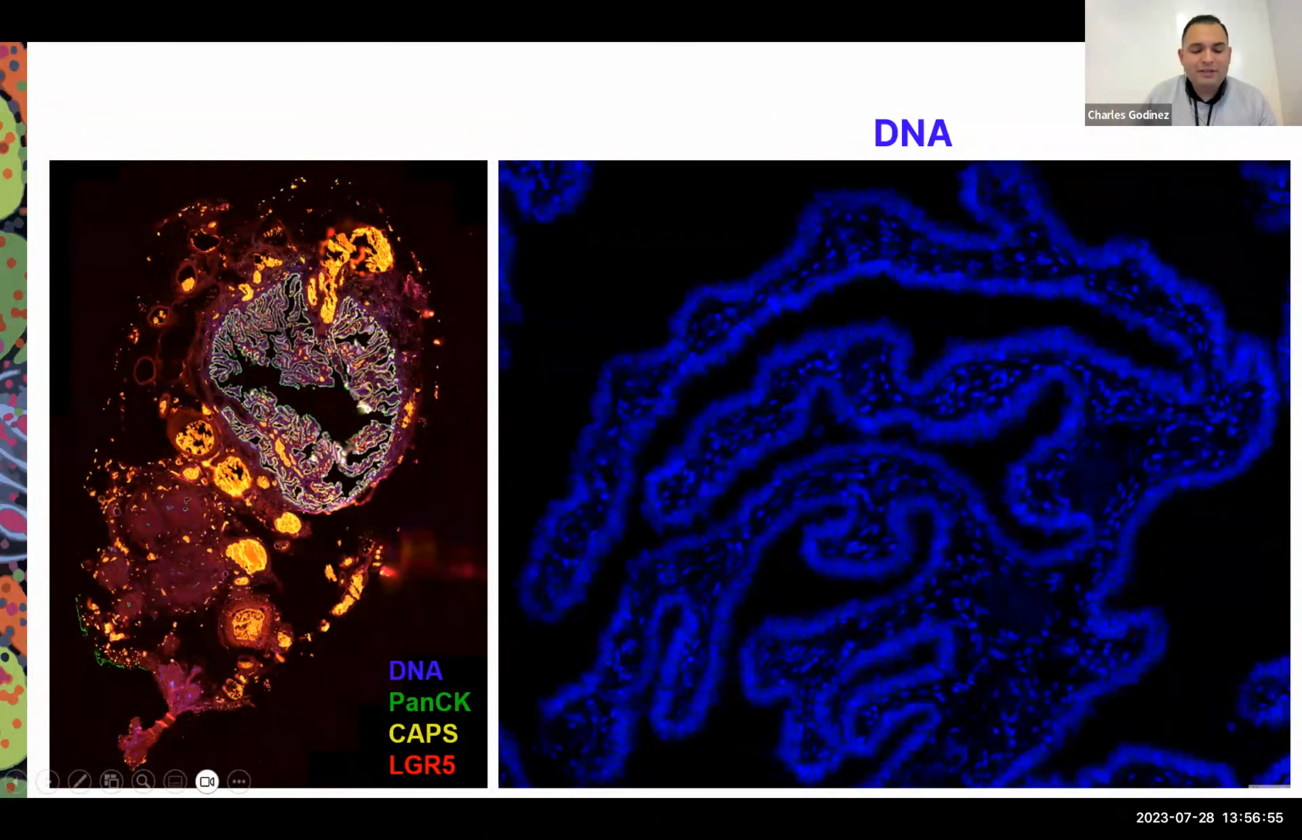So here we have the DNA channel, which stains all nuclei. And as you can see, the DNA stain looks good.